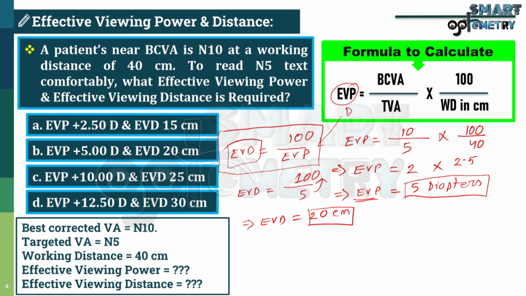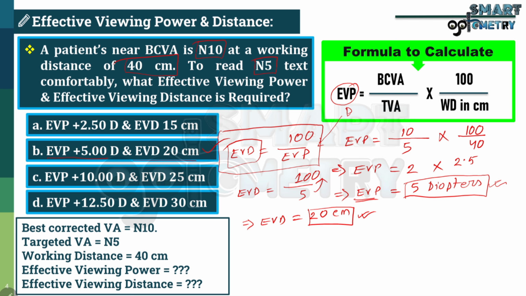That means if the patient's best corrected near visual acuity is N10 and the patient wants to read N5 size letters, the effective power required is 5 diopter and effective viewing distance will be 20 centimeter. That means the patient needs to hold the target at 20 centimeter to read comfortably. Thus option B is the correct answer. The effective viewing power is 5 diopter and effective viewing distance is 20 centimeter.